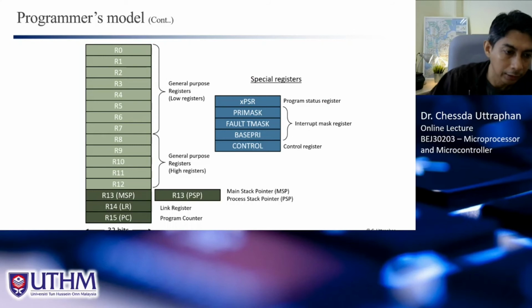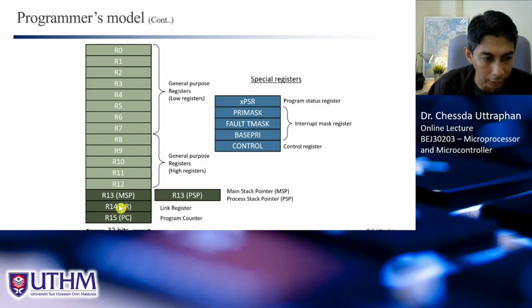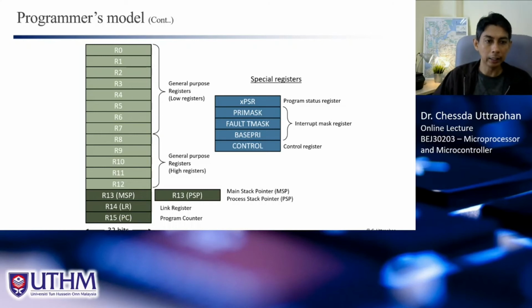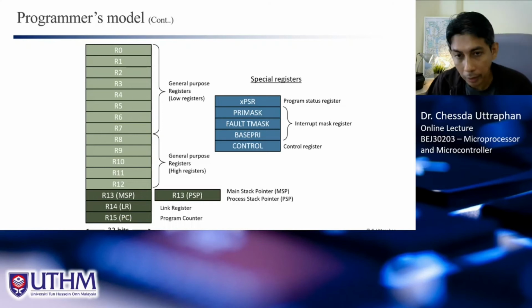and we will see in detail in the next chapter. All right, R14, and the last one is actually the PC. R15 is PC, and we learned already what is PC, and of course we will see in detail in the next chapter. All right. Next is the special register. So the special register is basically not used by the programmer.